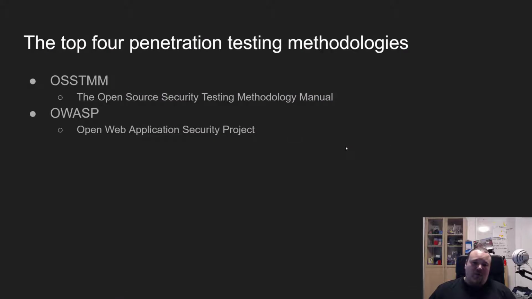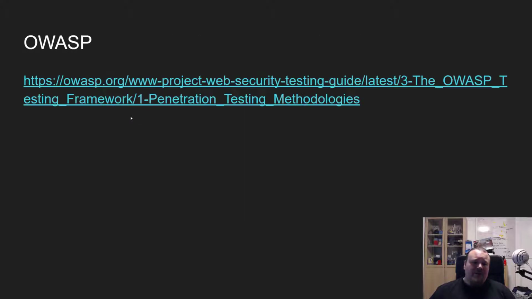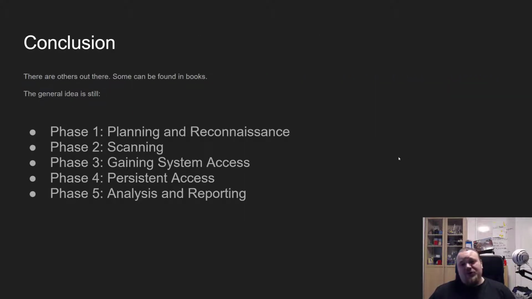So I chose to talk about 2 today. The one called the Open Source Security Testing Methodology Manual is quite popular, and then the other is not one, but an overview of different types of pen testing methodologies you can find on OWASP. Now, typically, I do not start with the conclusion, but I just want to say the general idea is still the same. You have these 5 phases or 7 or 6 or whatever. It doesn't really matter that much because you just need to stick to one framework and then use that.